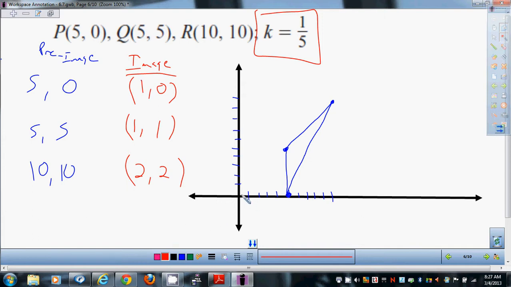Sure, you could absolutely do that. Just multiply in your calculator. So that's, let's see, 1, 0, 1, 1, 2, 2, and you can see, there it is right out there. That is a 1/5 reduction.